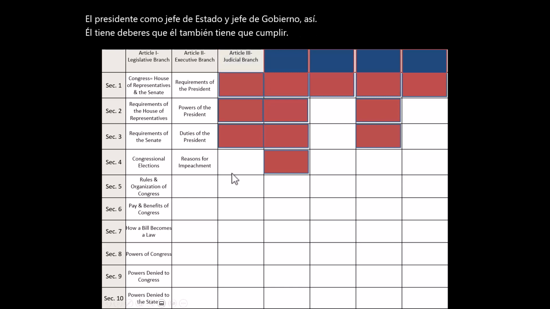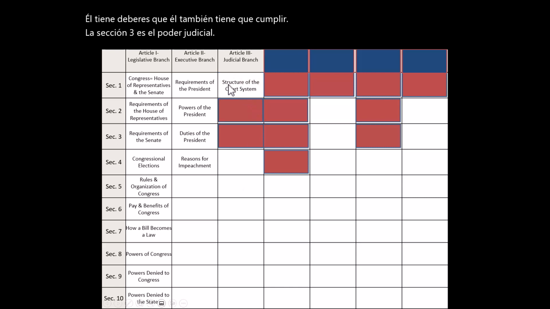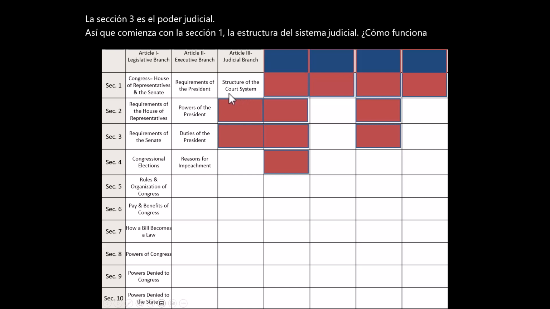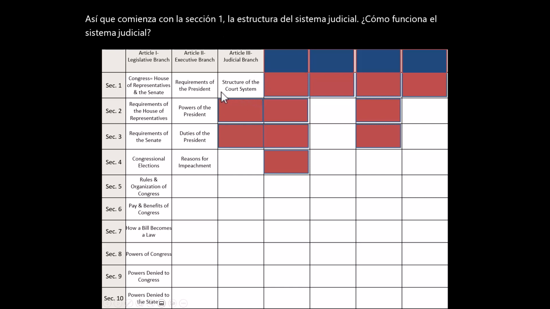Article 3 is the judicial branch. So it starts with, in Section 1, the structure of the court system. How does the court system work? This is the federal court system, not the state court system. But you will learn that the state court system follows this structure.